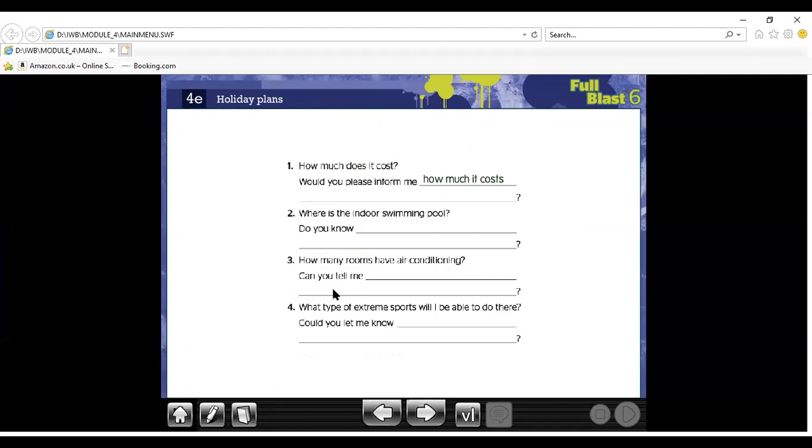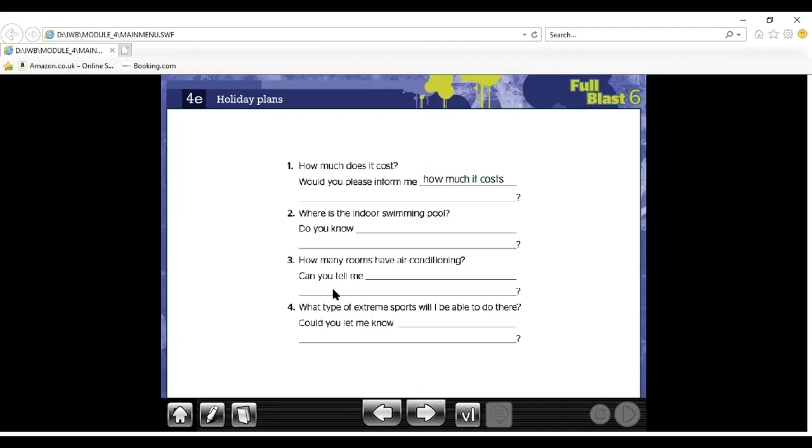Do them yourself, please. The first sentence, how much does it cost? I write, would you please inform me? Would you please inform me how much it costs? Don't write how much does it cost. No. How much and sentence is, I drop it and put it after cost. It will be it costs.